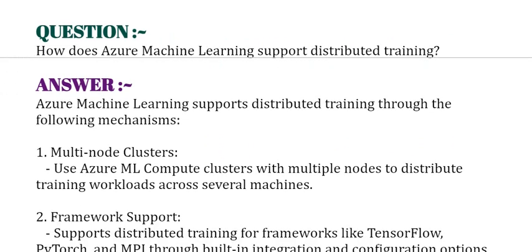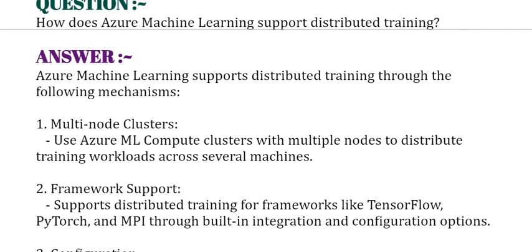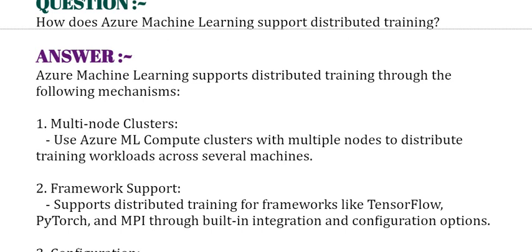The question is, how does Azure Machine Learning support distributed training? The answer should be: Azure Machine Learning supports distributed training through the following mechanisms. Multi-node cluster: use Azure ML compute clusters with multiple nodes to distribute training workloads across several machines. Framework support: supports distributed training for frameworks like TensorFlow, PyTorch and MPI through built-in integration and configuration options.